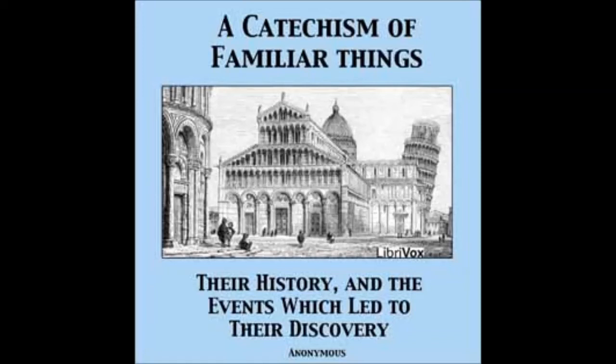A Catechism of Familiar Things, Their History, and the Events which led to their Discovery, by Benziger Brothers. Chapter 13. Soap, Candles, Tallow Tree, Spermaceti, Wax, Mahogany, Indian Rubber or Caoutchouc, Sponge, Coral, Lime, Carbon, Oxygen, Nitrogen, Gas, Hydrogen, Chalk, and Marble. Of what is soap composed? Of soda or potash, and various oily substances.